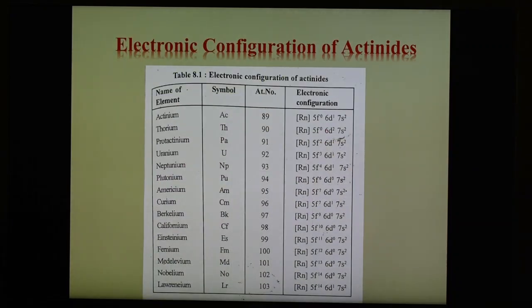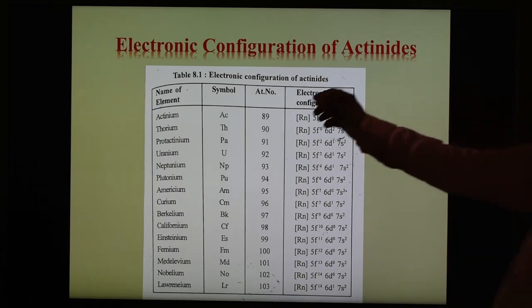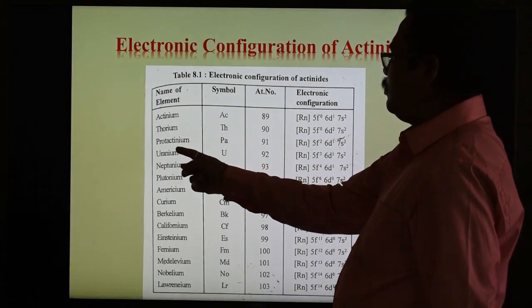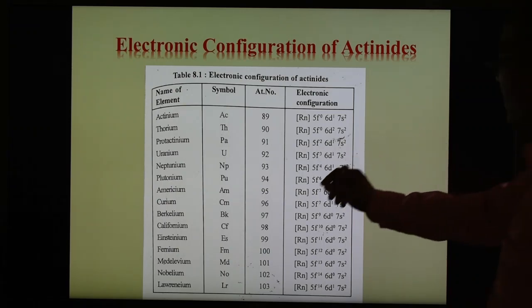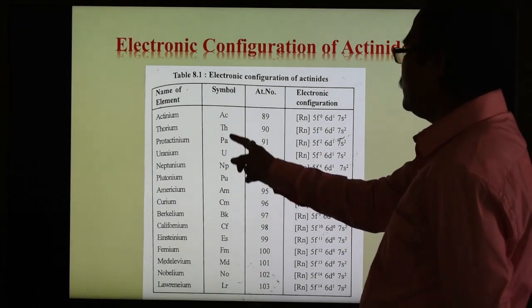After this, we are going to see the electronic configuration of the actinides. This table shows the names of the elements: actinium, thorium, protactinium, uranium, neptunium, plutonium, americium, curium, berkelium, californium, einsteinium, fermium, mendelevium, nobelium, lawrencium, and these are the symbols.